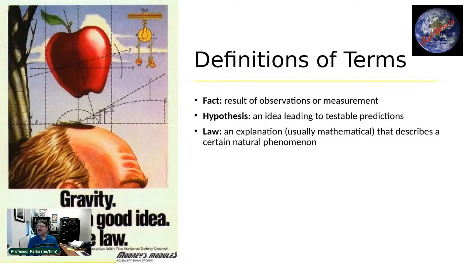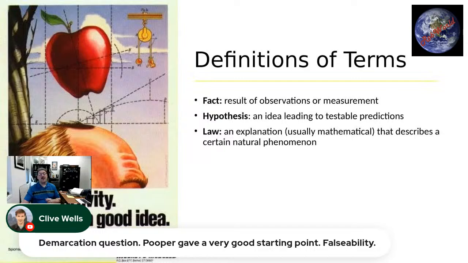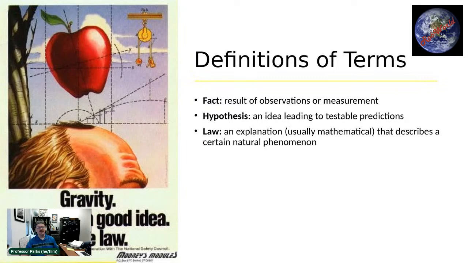Here's a demarcation question. Popper gave a very falsifiability. Yes, well, I will get into that. Clive mentions, yes, it's Popper, not Pooper. Karl Popper is one of the key philosophers, as it were, on the topic of the process of science.